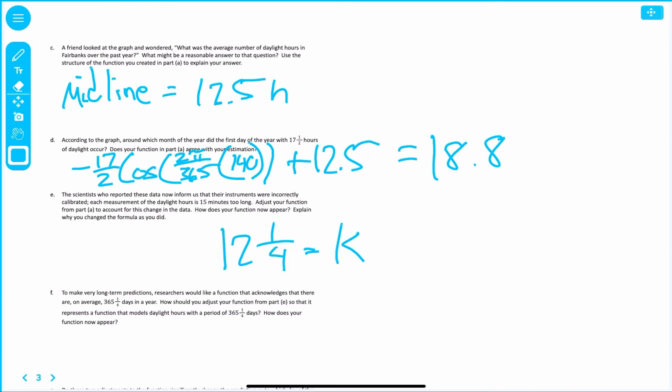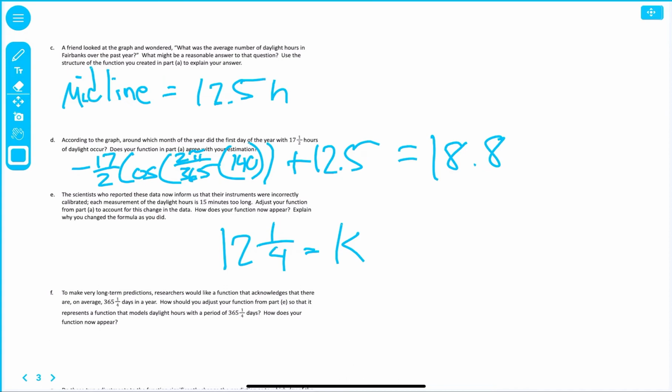To make very long-term predictions, researchers would like a function that acknowledges that there are, on average, 365 and 1/4 days in a year. Why is there 1/4 days? Remember, we have to account for leap year, right? That comes every 4 years because in 4 years there's one extra day because of the 1/4. How should you adjust your function from part E so that it represents a function that models daylight hours with a period of 365 and 1/4 days?